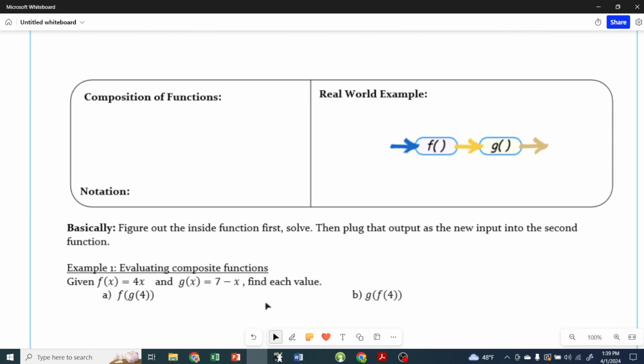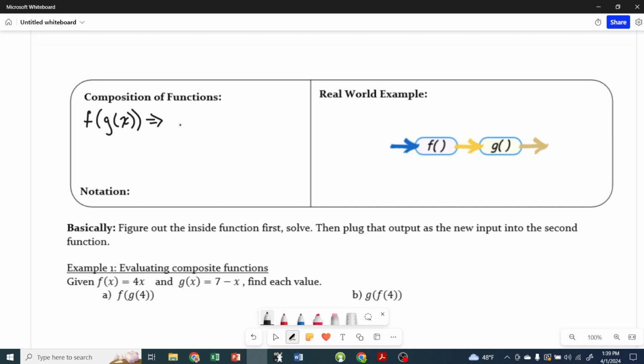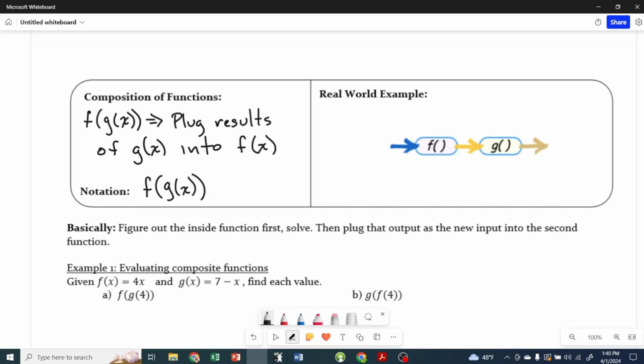So composition of functions, all right? What is a composition of a function? We would say that f of g of x would mean to plug results of g of x into f of x. And again, as the notation, I'll repeat this here. So it's f of g of x. Okay, that's where we plug that in.